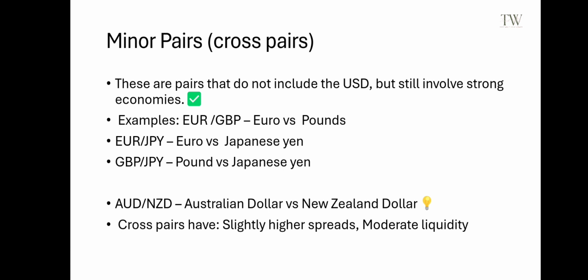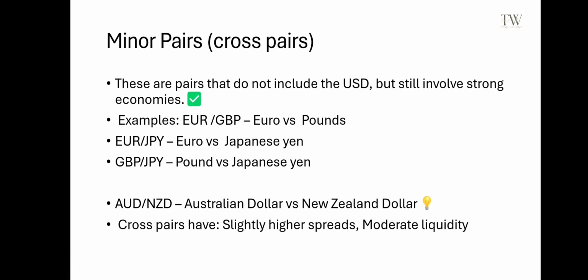Now, we also have the minor pairs. The minor pairs are pairs that do not include the USD in them, but they still involve strong economies. Okay, they may not have the USD attached to them in the pair, but they involve other strong economies. For example, we have the EUR GBP, that is the Euro and the Great Britain pound. We have the EUR JPY, the Euro and the Japanese yen. We have the GBP JPY, the pound and the Japanese yen.